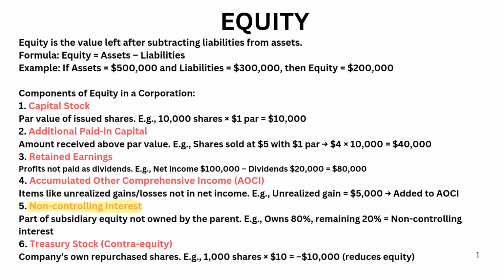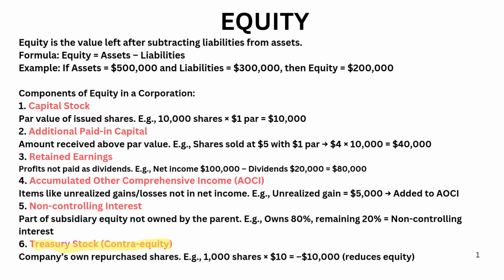5. Non-controlling interest. Sometimes, a company owns less than 100% of another business. Example: if you own 80% of a subsidiary, the remaining 20% belongs to outside shareholders. That's shown as non-controlling interest under equity. It's part of the group's assets, but not entirely yours.